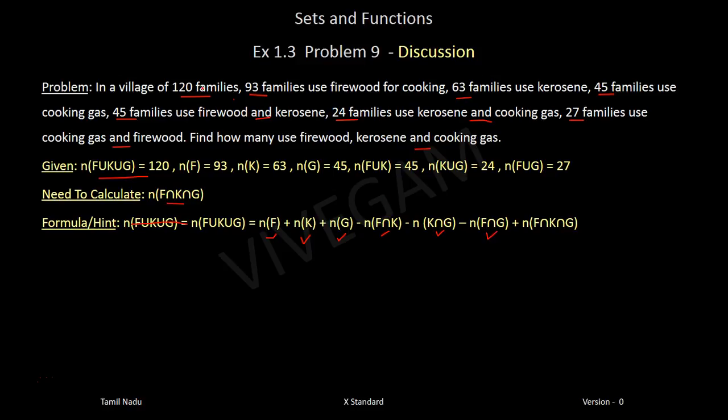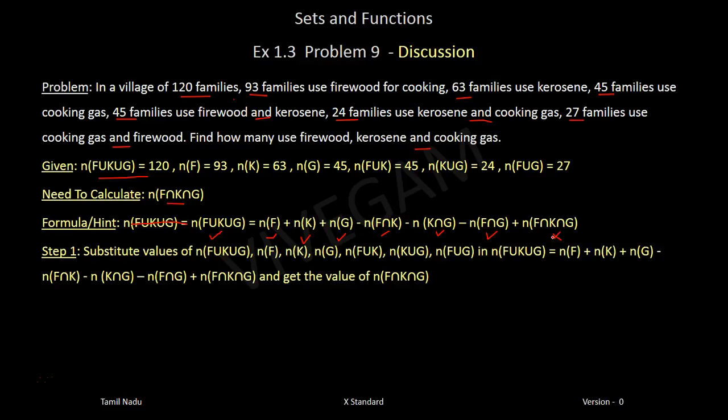And we know the total number of families is 120, that is n(F union K union G). So in this equation, everything is known except this. Substitute those values, simplify, and you will be able to get the value of families who use firewood, kerosene and cooking gas. We just need to identify all these values, and after identifying, substitute them in this formula and simplify it. So pause the video here and try to work it out on your own, and on completion, please come back and check your working against our solution.